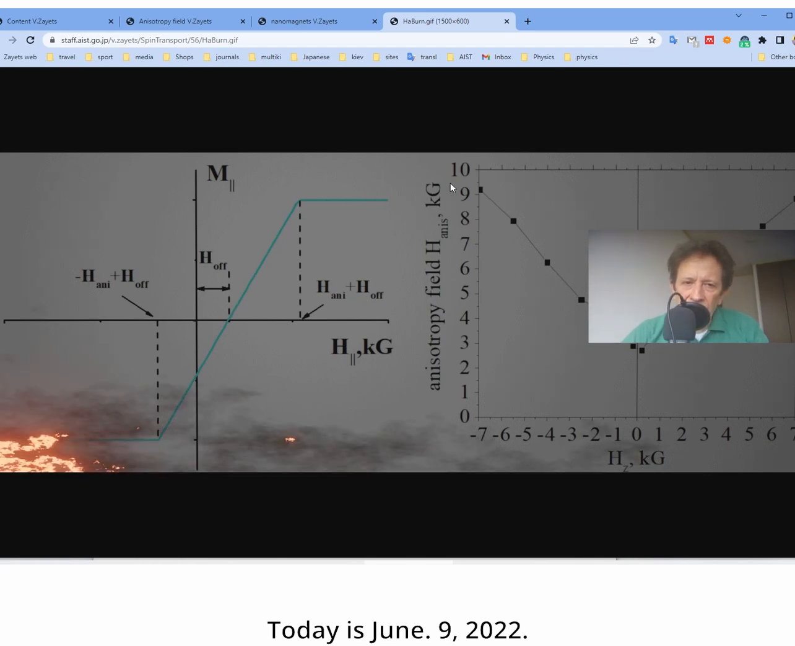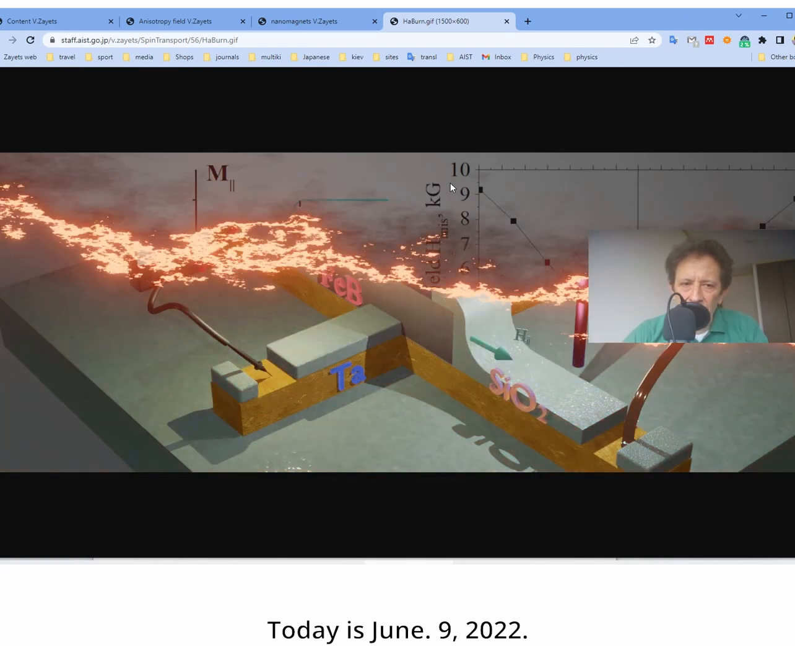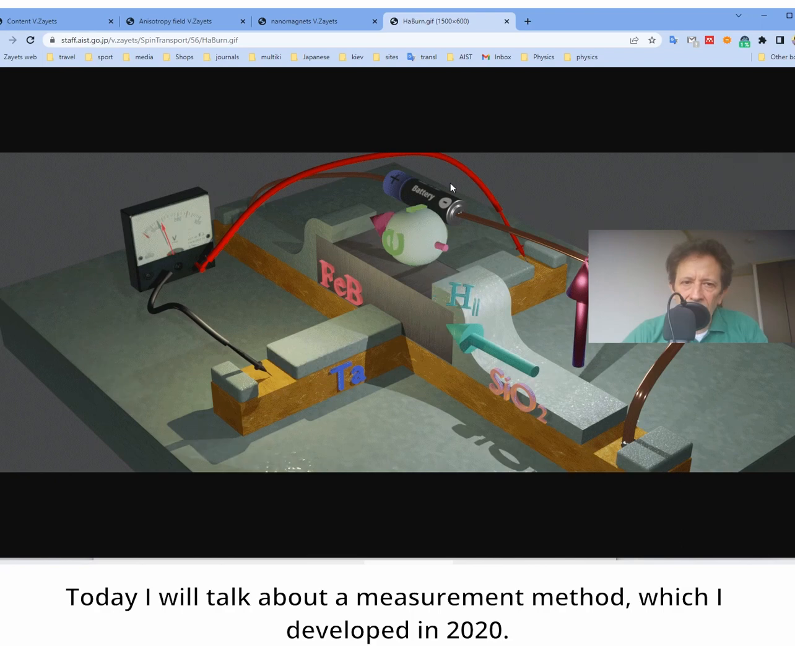Today is June 9th, 2022. Today I will talk about a measurement method which I developed in 2020.